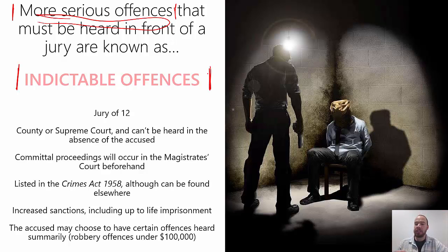And one of the big differences here is because they're more serious breaches of society's guidelines, you'll be tried by a jury of your peers. So this is where a jury comes in, a jury of 12. They'll be heard in the County or Supreme Court, and you have to be there. So summary offences are dealt with effectively in a hearing with a magistrate. County or Supreme Court indictable offences, that's where we hold a full trial. So the key word here being trial.